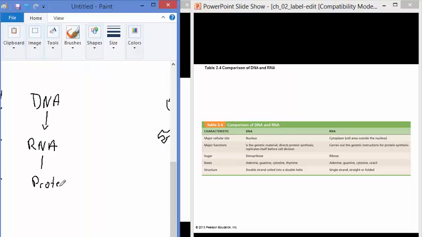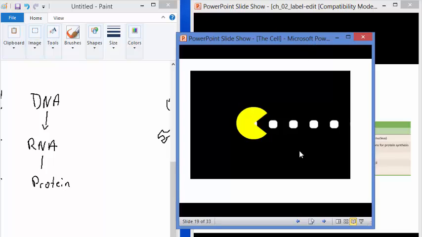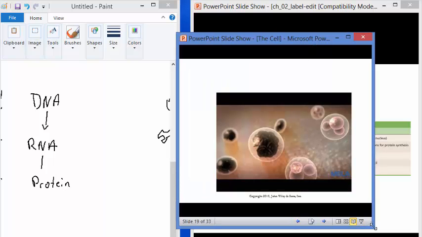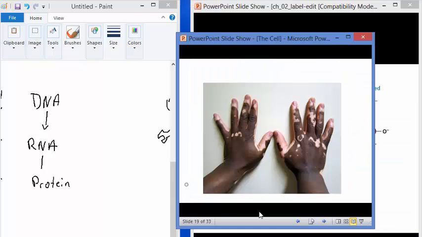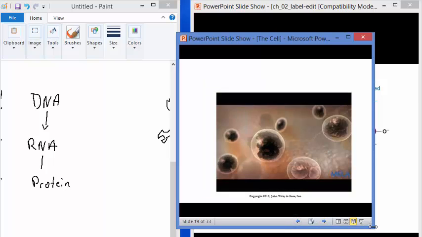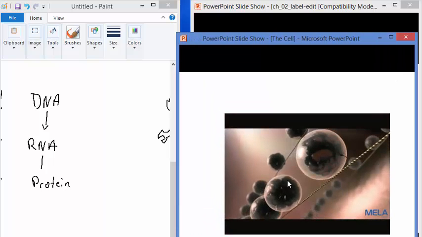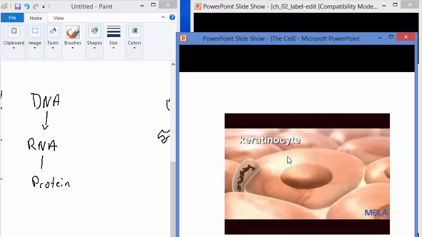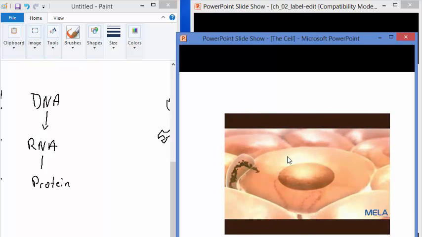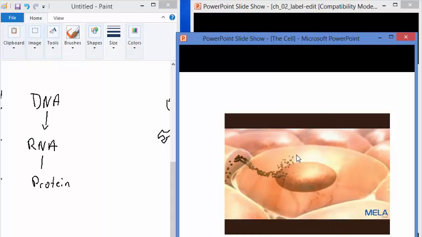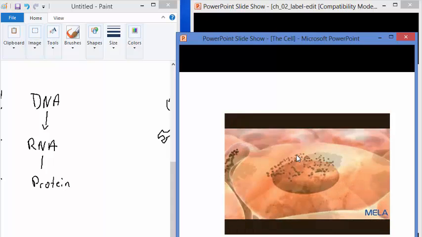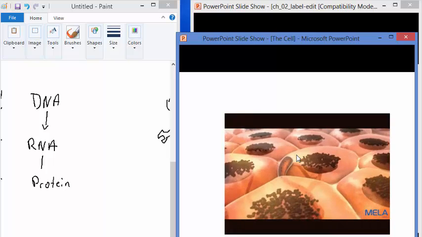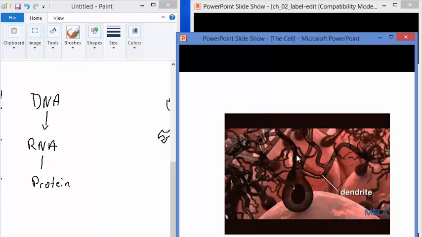So if you see that melanocyte, the gene to create that melanin is in the form of DNA, and then it is transcribed in the nucleus, going from DNA to RNA, and then it links together on those ribosomes to link together the amino acids to create that protein.